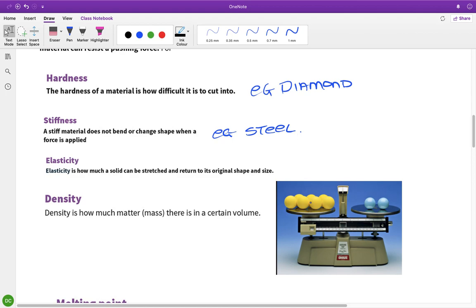If you look at this, we have the yellow balls, there's 1, 2, 3, 4, 5, 6, 7 yellow balls and just 2 blue balls. And they're on the same level, so they weigh the same, they have the same mass. What's going on here is that the blue balls are way more dense. There's way more material packed into those blue balls than there is in the yellow balls, because you only need 2 of them to get the same mass as the 7 yellow balls.